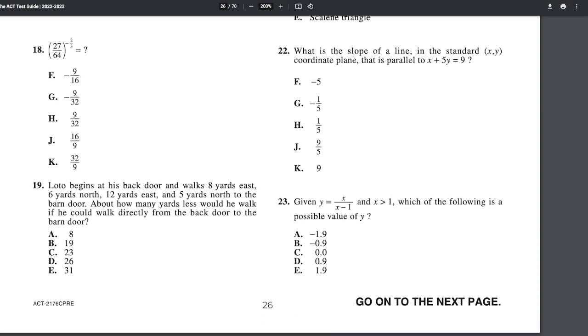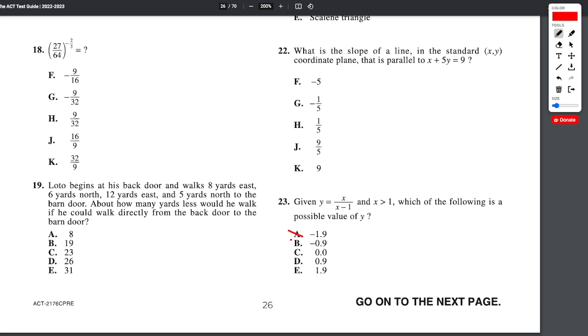23 is an interesting one. It says given y equals x over x minus 1 and x is greater than 1, which of the following is a possible value of y? So we know x is positive and greater than 1. So this is positive and greater than 1, and this is positive and greater than 0. You're positive on the top and positive on the bottom, so we have to get a positive answer choice.